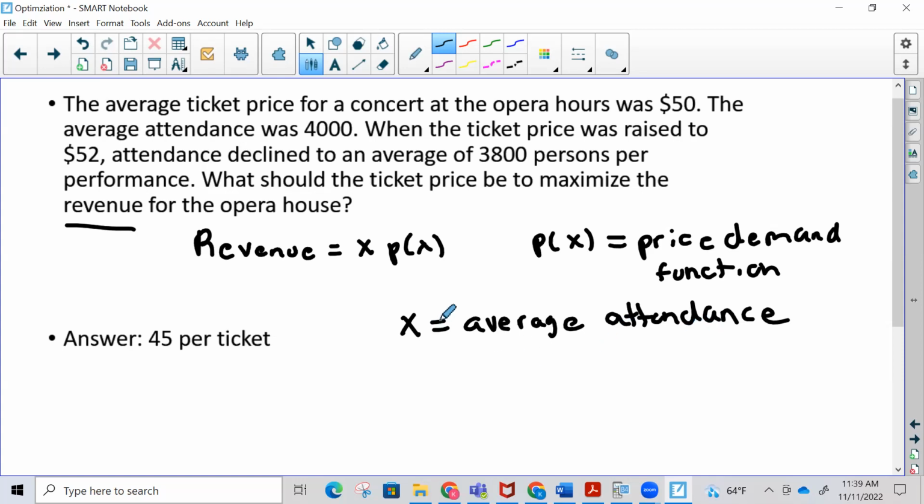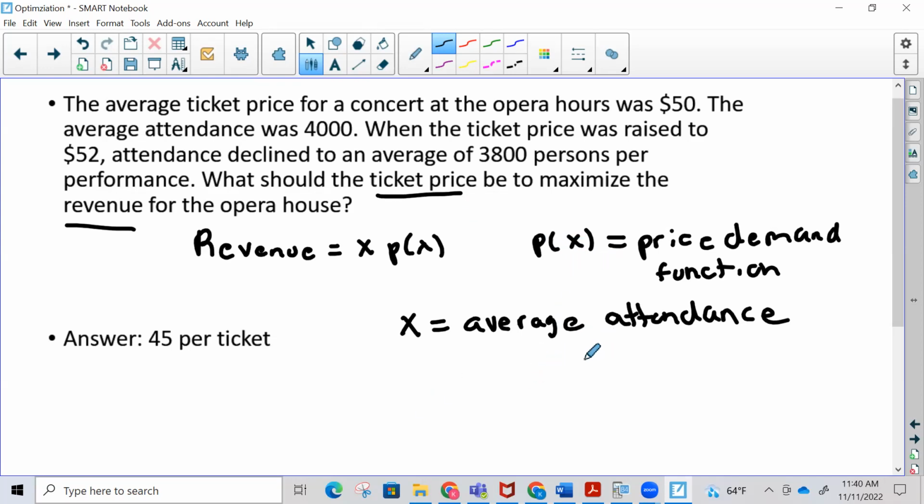So what we're going to do is use this information to write a linear function for the price demand function. Then we'll plug it into this formula to find the revenue function equation. And then we'll use our process of optimization to find the maximum. We need to make sure we find the actual ticket price, so we do have to find P of X at the end.